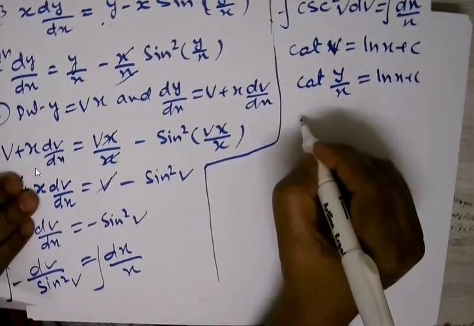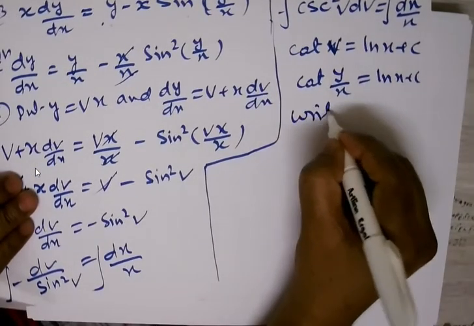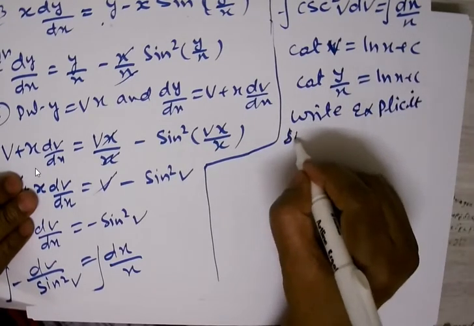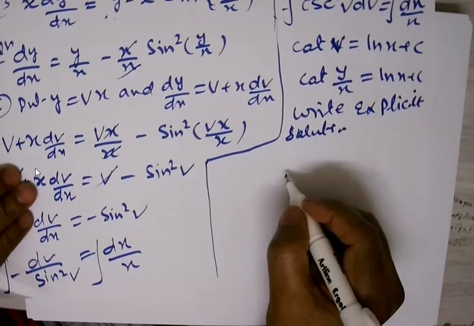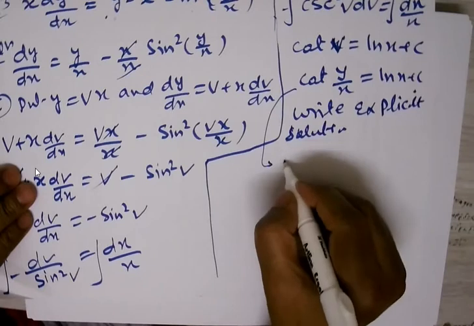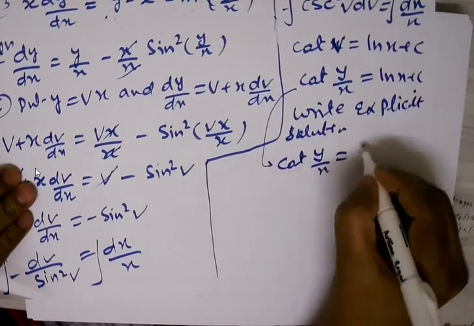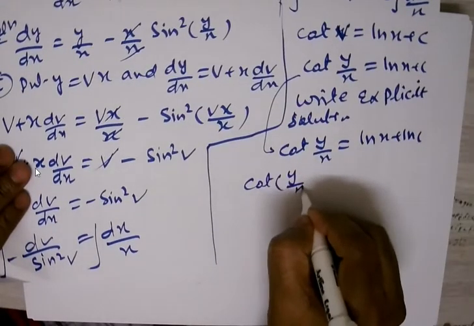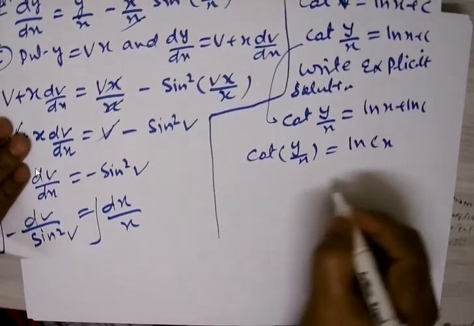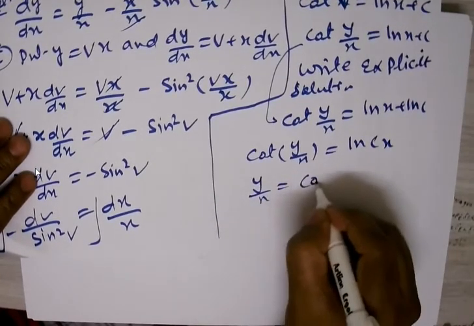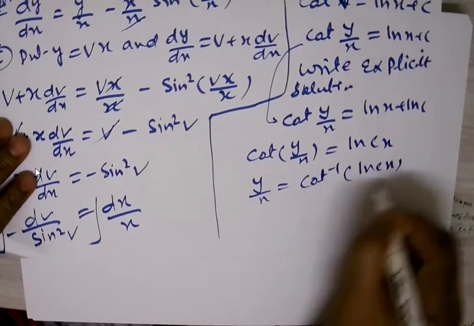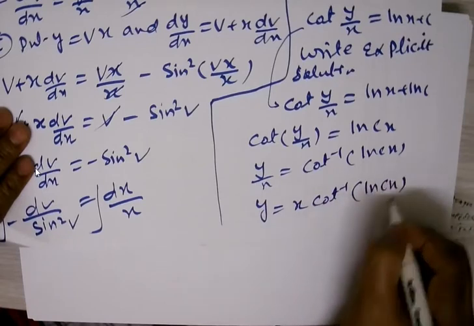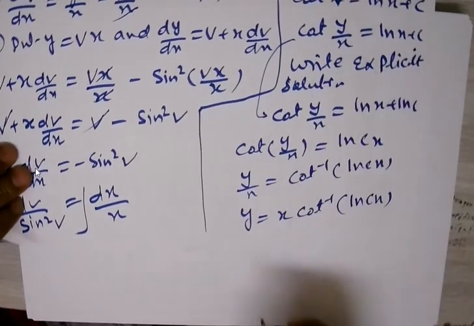Now, if the question asks you to write the explicit solution, then what you have to do? You can write it like this: cotangent y by x is equal to ln of x plus ln of c. So we can write cotangent y by x is equal to ln of cx, or y by x is equal to cotangent inverse of ln of cx, or y is equal to x cotangent inverse of ln of cx, if the question asks for the explicit solution.